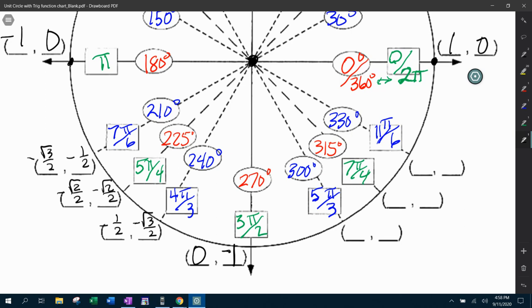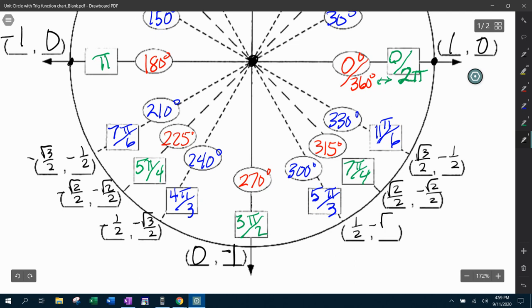And then once you've got your third quadrant, you just map those over to the fourth quadrant, okay? So then this is going to be square root of 3 over 2, negative 1/2. Again, in the fourth quadrant, your x is positive, your y is negative. Square root of 2 over 2, negative square root of 2 over 2. And 1/2, negative square root of 3 over 2.